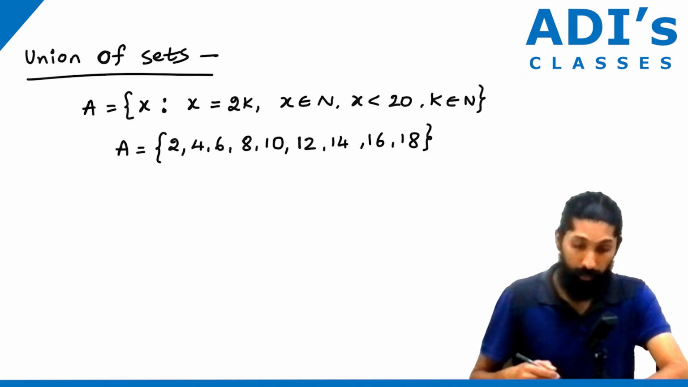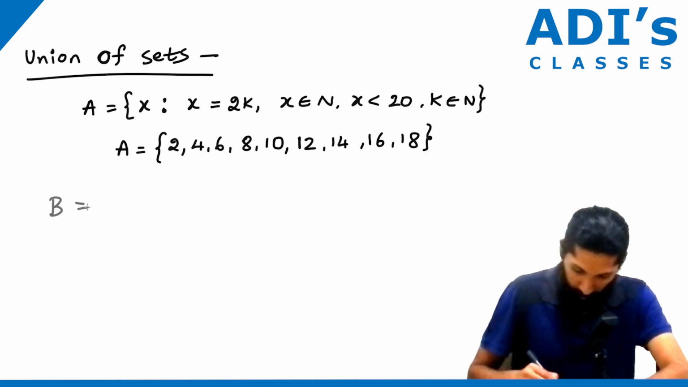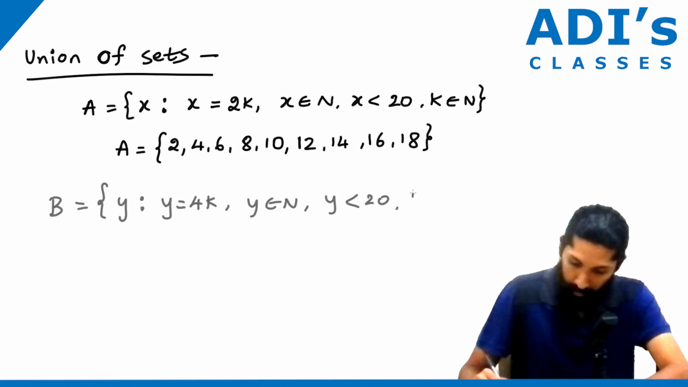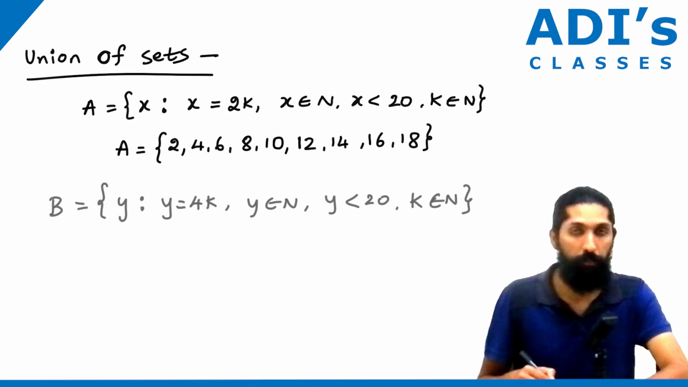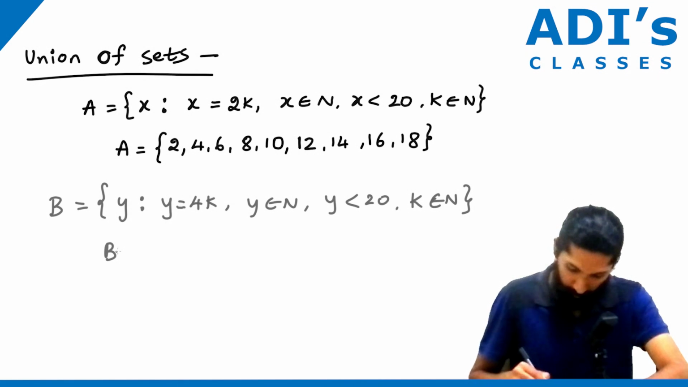Suppose I take another set, say set B, equal to y such that y is equal to 4k, where y belongs to N, y is less than 20, and k belongs to N. It's the same type of relation. That means it's a multiple of 4. Now what do we have? B is equal to 4, then 8, then 12, 16. That's all.